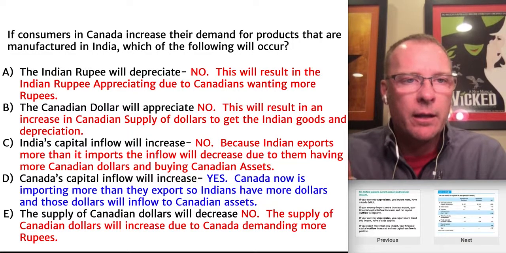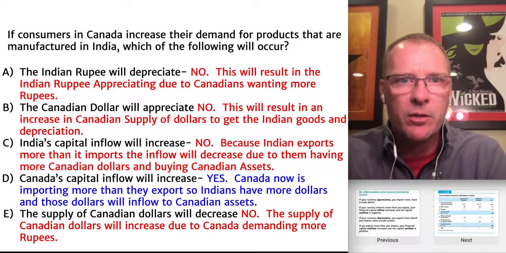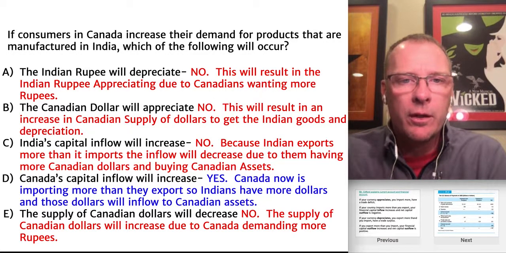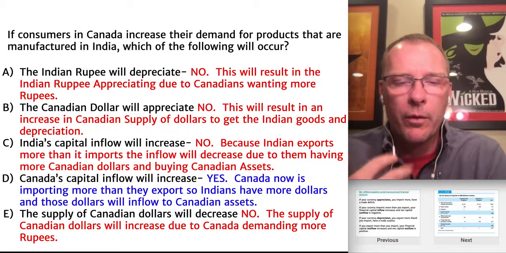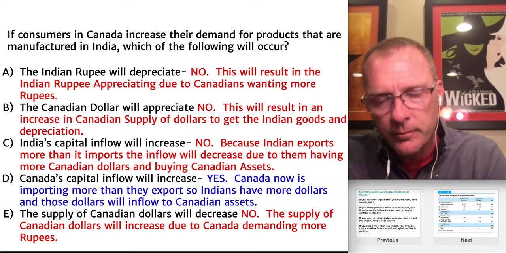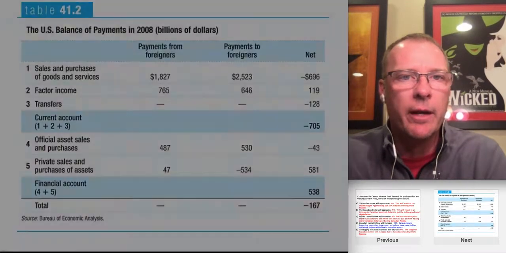Here's a question: if consumers in Canada increase their demand for products that are manufactured in India, which of the following is going to occur? The answer is D. Canada's capital inflow will increase because Canada now is going to import more than it exports. So the Indians are going to have more dollars, and those dollars then will flow into Canadian assets. All the rest of those obviously are no. You could pause the video and look at those if you'd like.